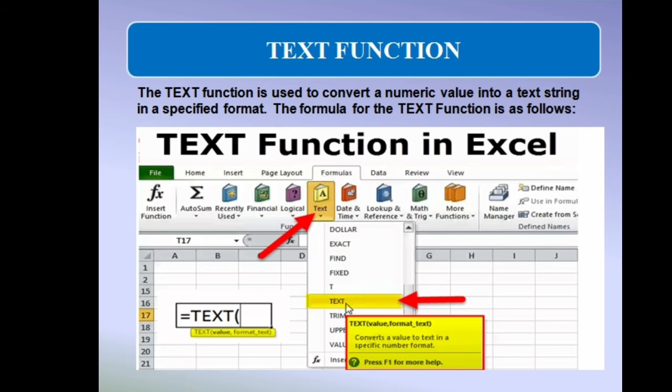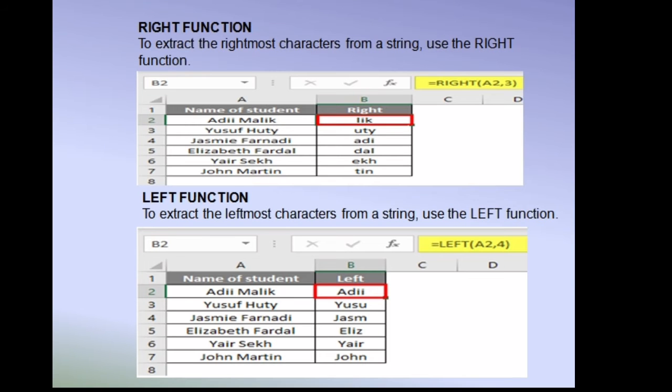Text function. This function is used to convert a numeric value into a text string in a specified format. Here, if you want to use the text function, then click on the Formula tab, then select the text icon from the ribbon, then choose the function which you want, like the one given in this image. Right function. Through this function, we can easily extract the rightmost characters from a string.